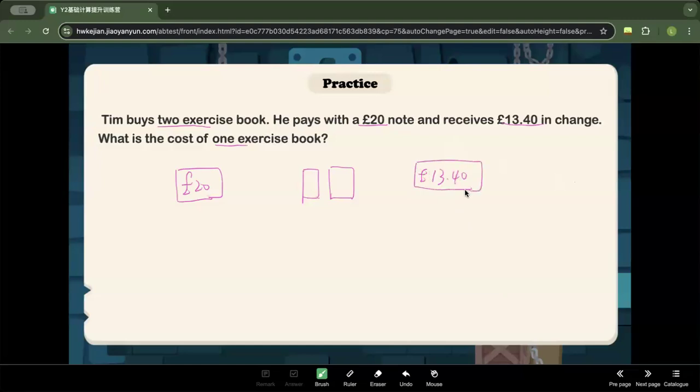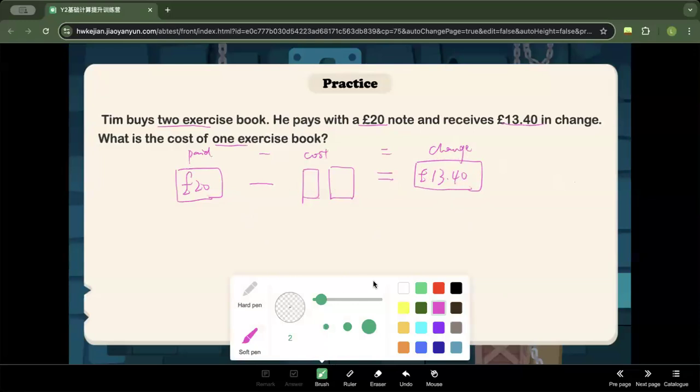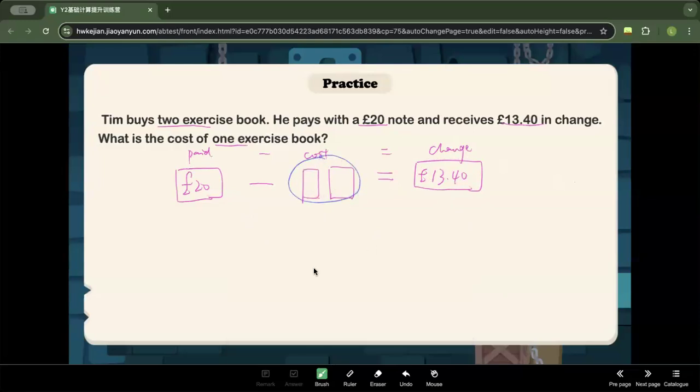So what's the relationship between them? We are going to pay the 20 for the 2 exercise books and get the change. So the money we paid, take away the cost of all of the items, will give us the change. So that is the relationship we have. And after that, we can figure out the cost of 2 exercise books. Well, can everybody have a try to help me find that?